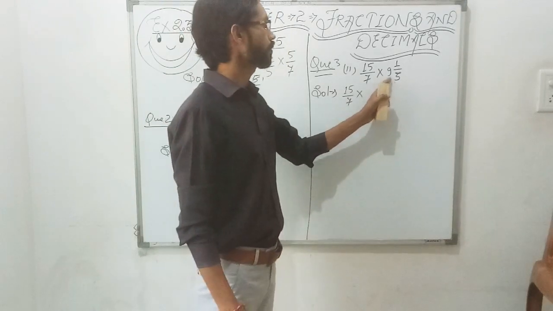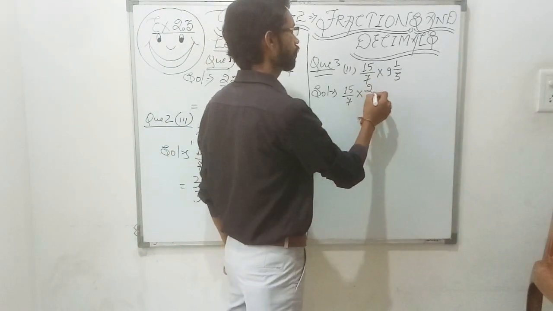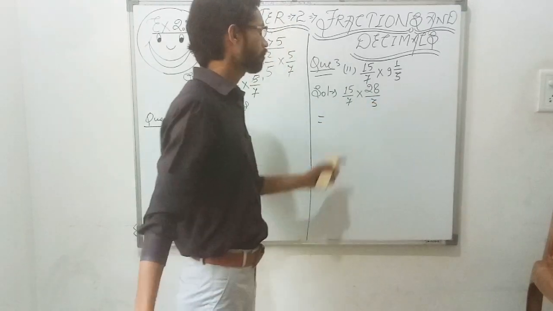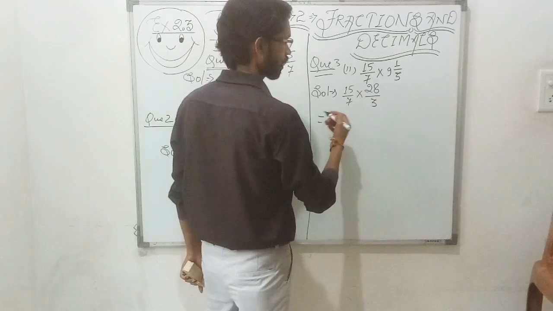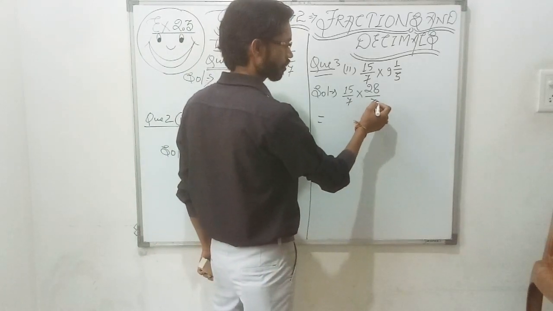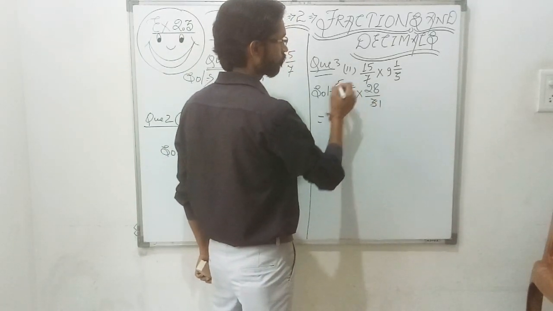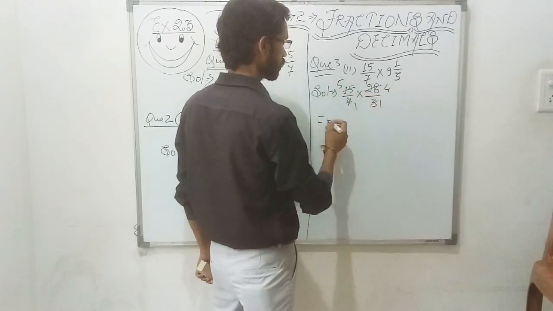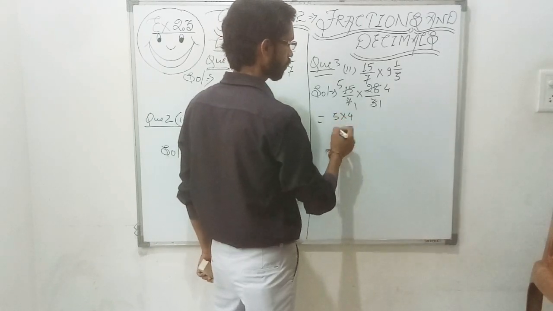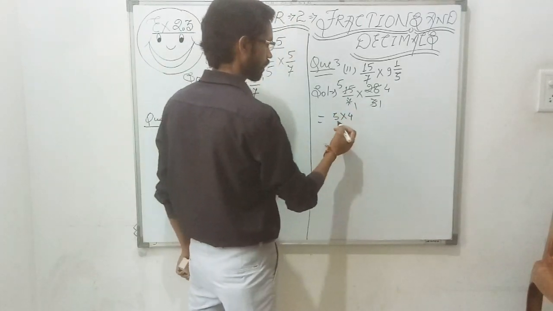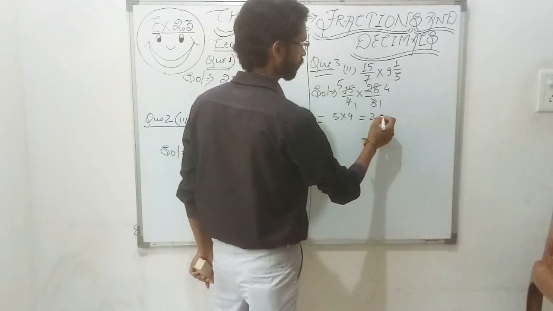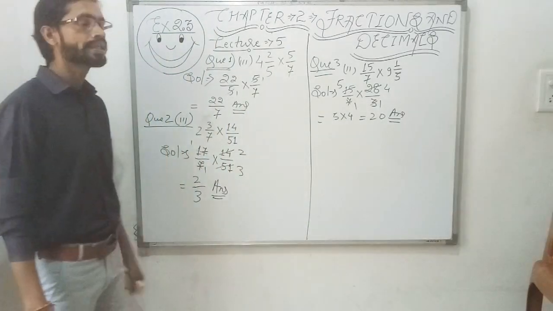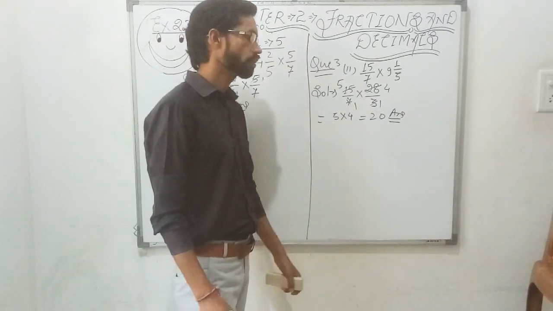What we will do here, 3 9s are 27 plus 1 is equal to 28 by 3. Okay, from the cross section again we'll check whether they are being cancelled or not. So 3 1s are 3, 5 7s are 7, 1s are 7, 4s are 4. What we can see in the numerator, 5 into 4 is remaining, and in the denominator there is nothing. That means 5 4s are 20 is our answer. So in this way we can do the multiplication.